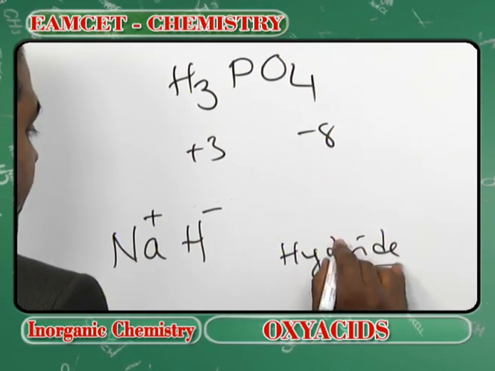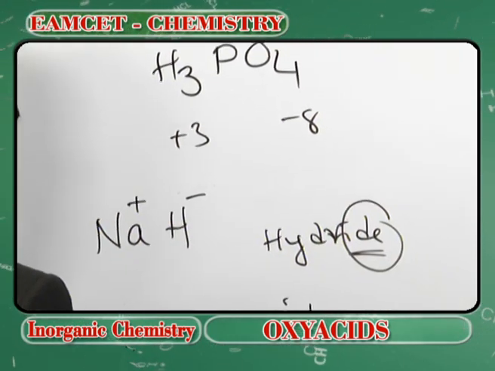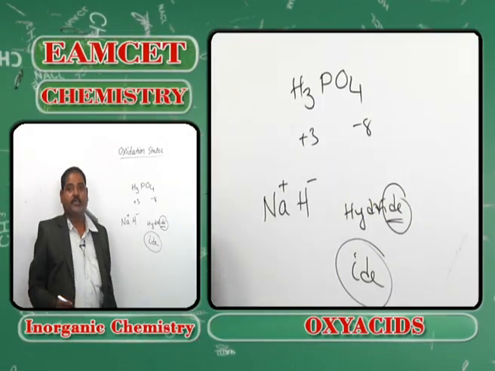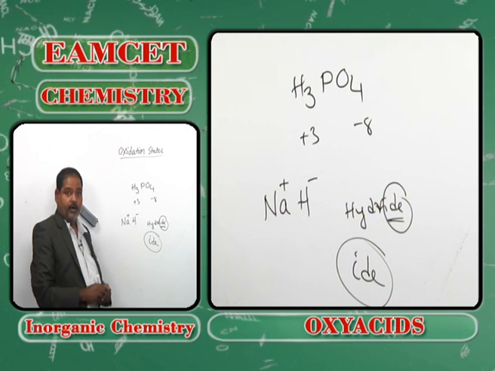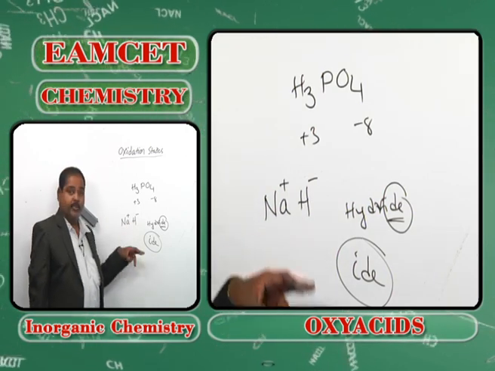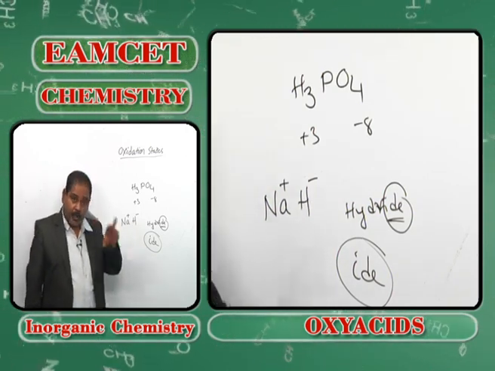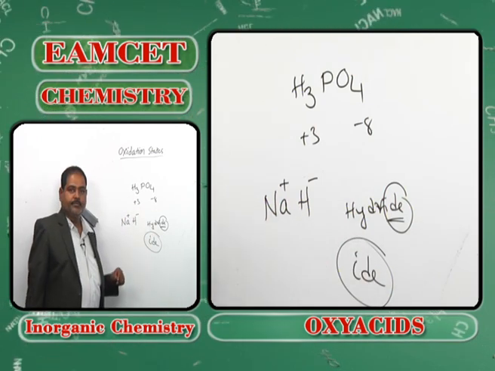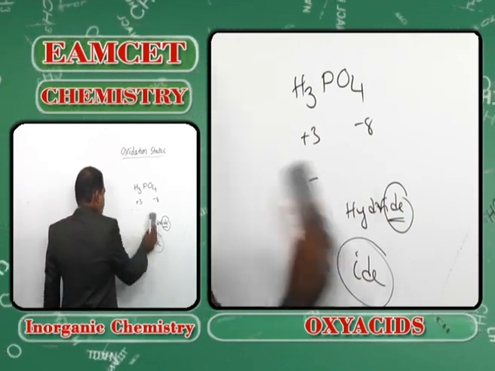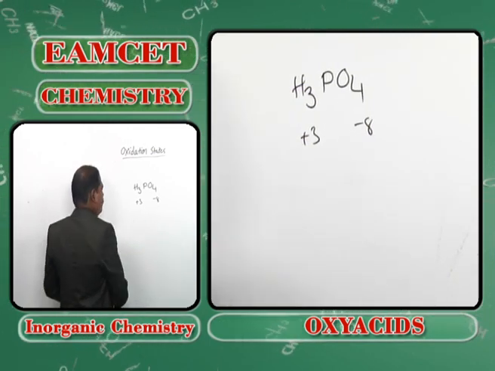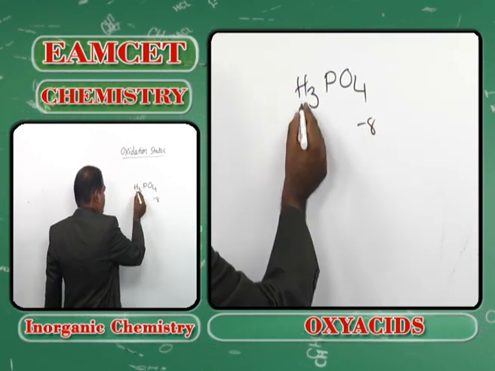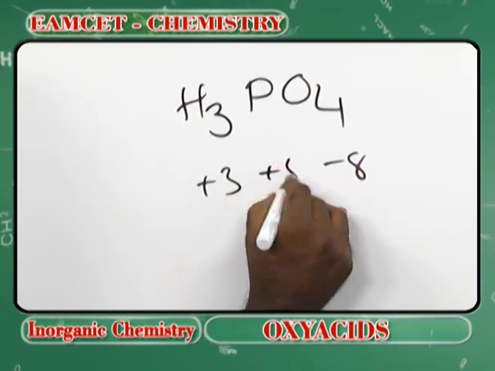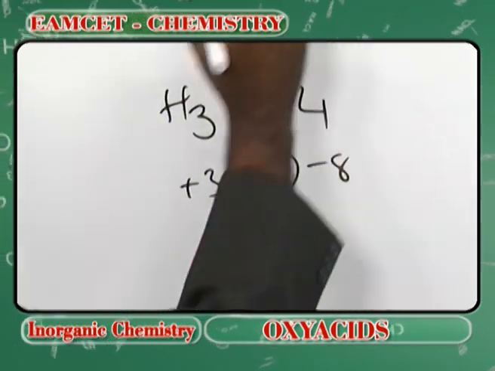The suffix IDE will always tell you it is an anion. Chloride, Cl minus. Bromide, oxide, nitride, carbide, phosphide. IDE means minus. So, here you are. H3PO4 -8. 3 hydrogens plus 3. Phosphorus gets +5. Phosphorus is happy.